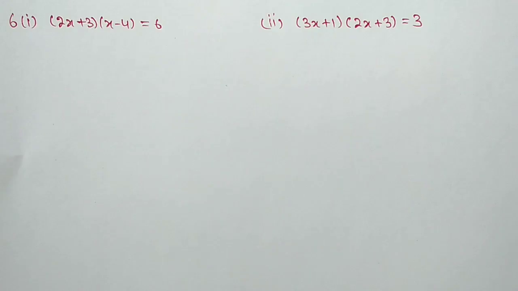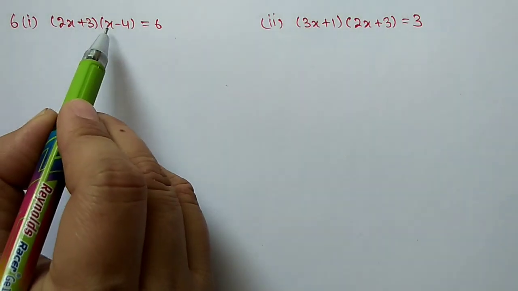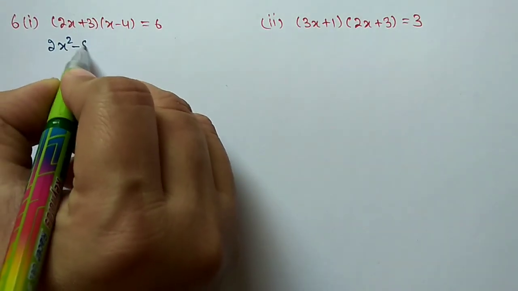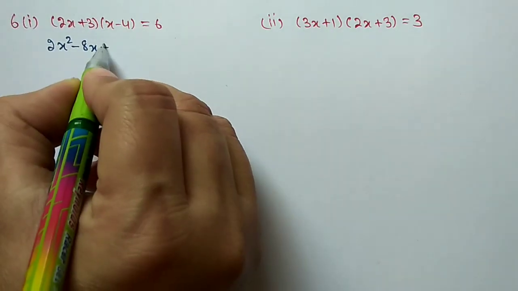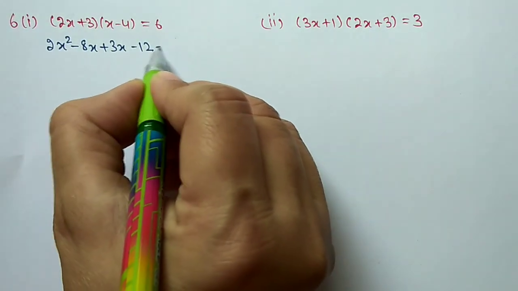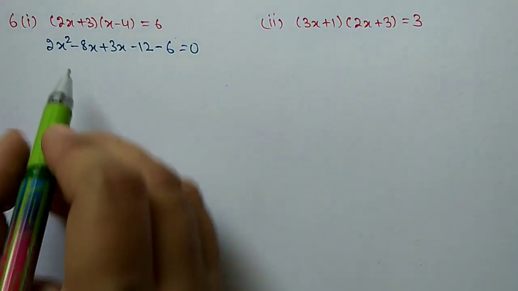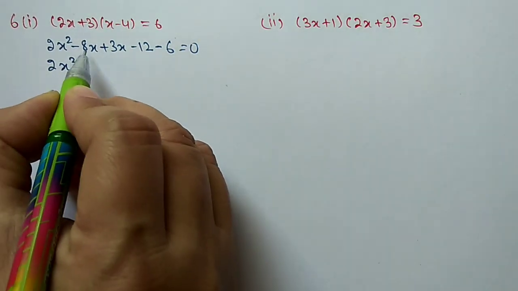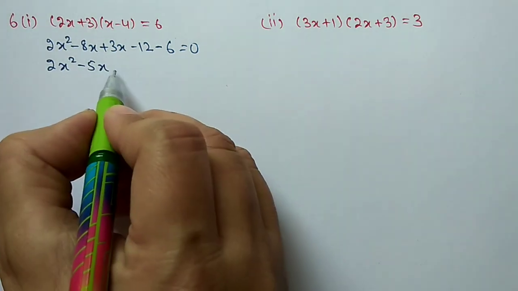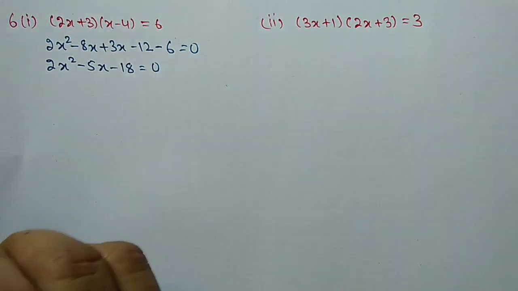Next we have question number 6, first part: 2x plus 3 into x minus 4 equal to 6. First we will multiply and we will shift everything to one side. 2x into x will be 2x square. 2x into minus 4 will be minus 8x. 3 into x will be 3x, and 3 into minus 4 will be minus 12. This 6 also we shift here, it will become minus 6. Now 2x square, minus 8 plus 3 will be minus 5x, and minus 12 minus 6 will be minus 18.